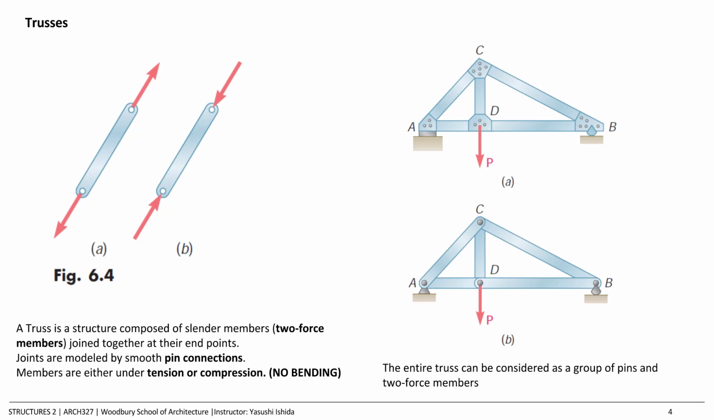So these two-force members are joined together at their endpoints. Joints are modeled by smooth pin connections. These joints, in reality, look more like this one on the top called A, with bolts or gusset plate and all that. But to diagrammatically represent that joint, you show this pin joint, which I showed last week.